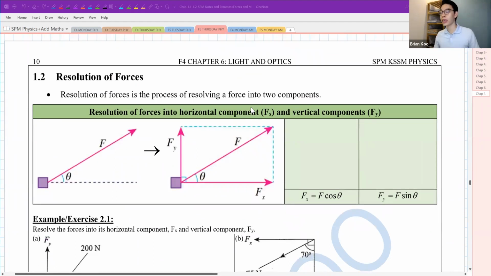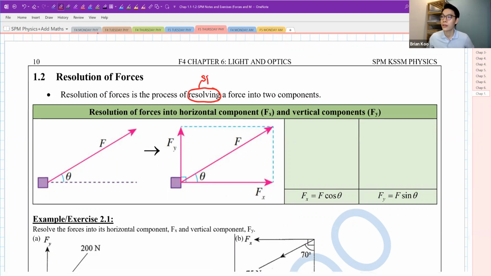Resolution of forces. This is a very short topic. Again, a lot of calculation. But resolution of forces is just the process of resolving a force into 2 components. Resolve means to split a force. Okay, to split a force into 2 components. Components means like 2 parts.